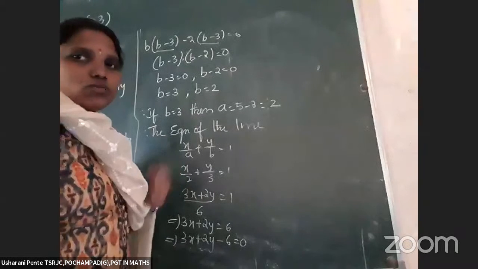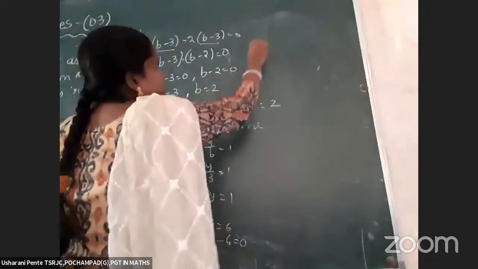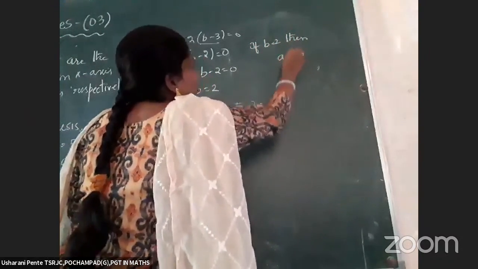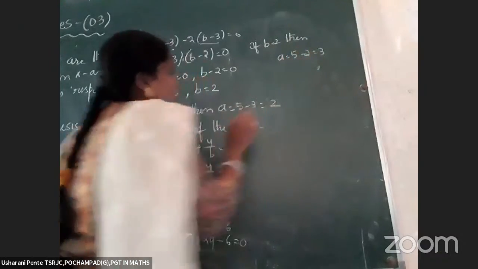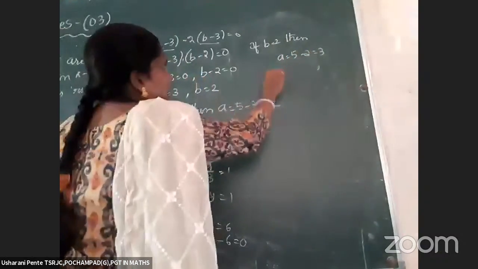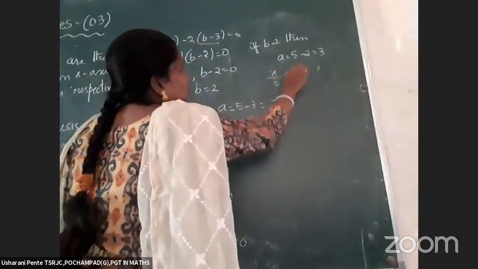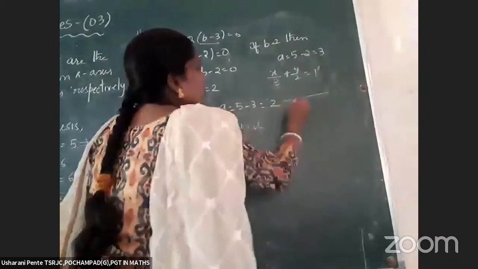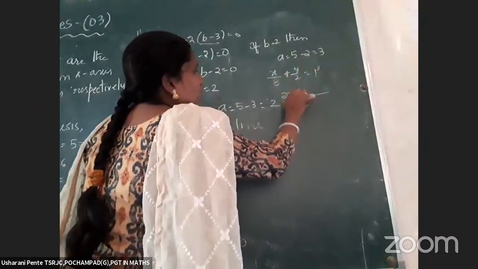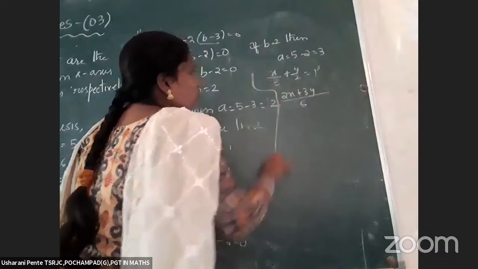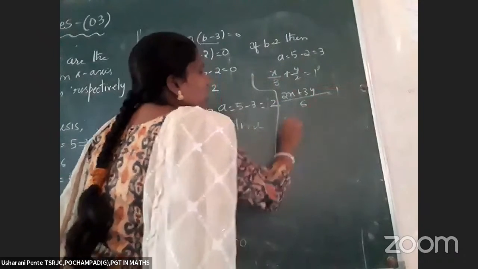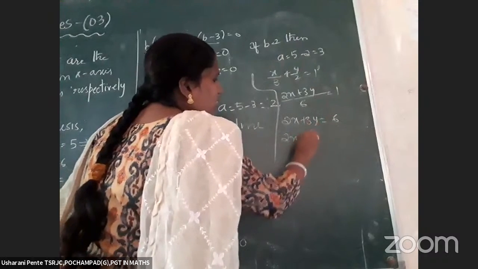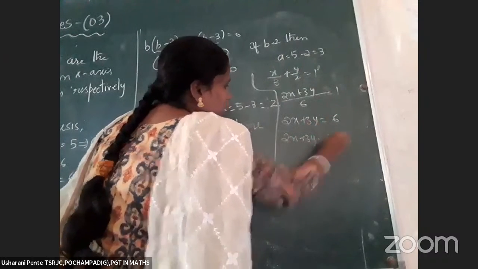If B is equal to 2, then what about A? A is equal to 5 minus 2. Then A is equal to 3. Therefore, the equation of the line is x by 3 plus y by 2 is equal to 1. Take the LCM, I'll get 6. 2x plus 3y is equal to 6. 2x plus 3y minus 6 is equal to 0.